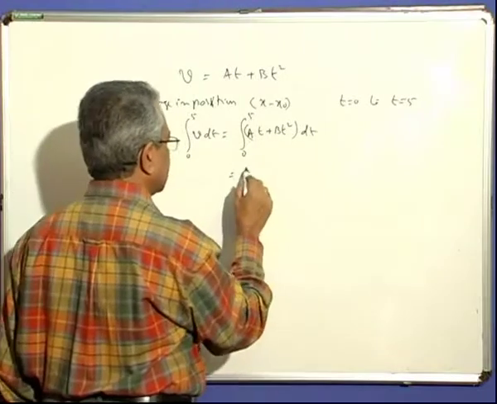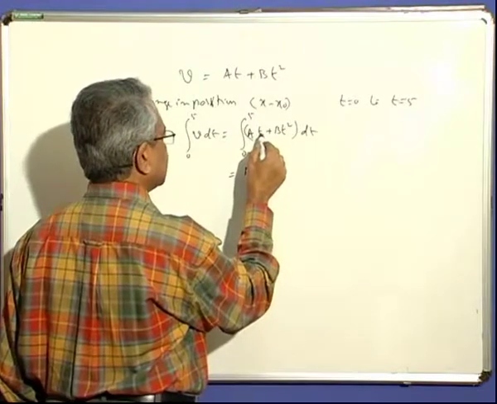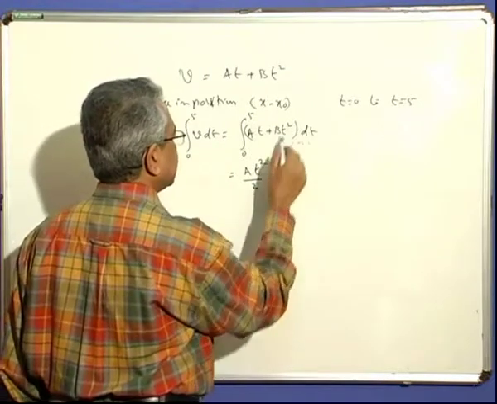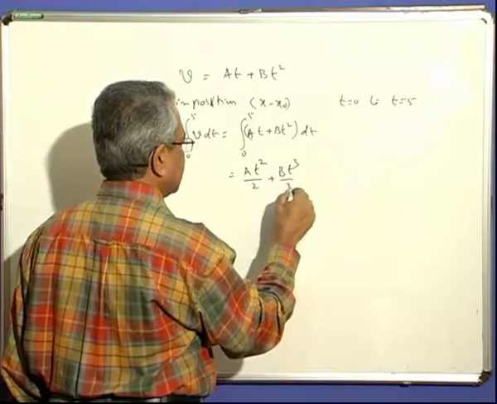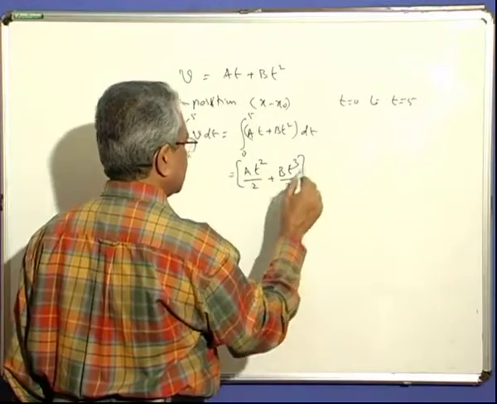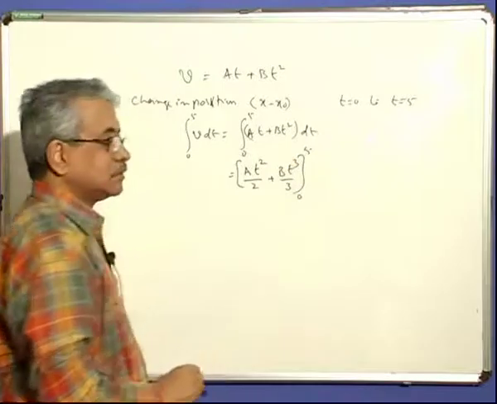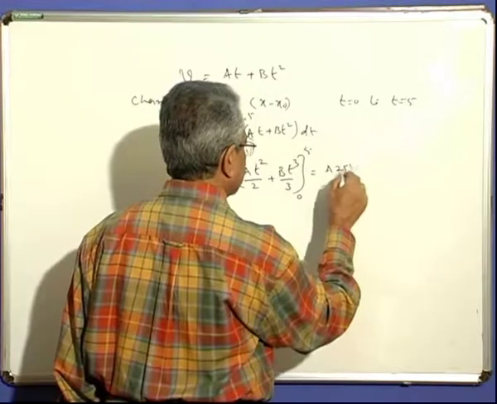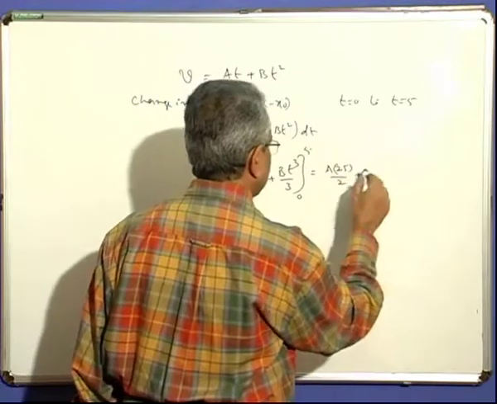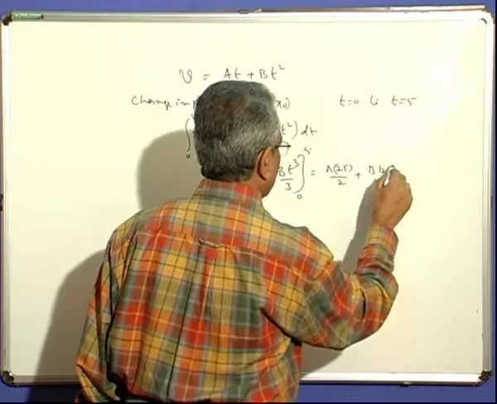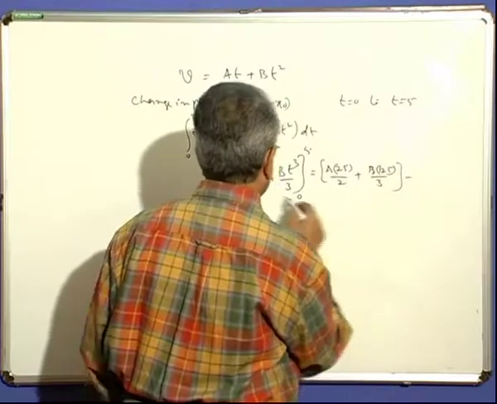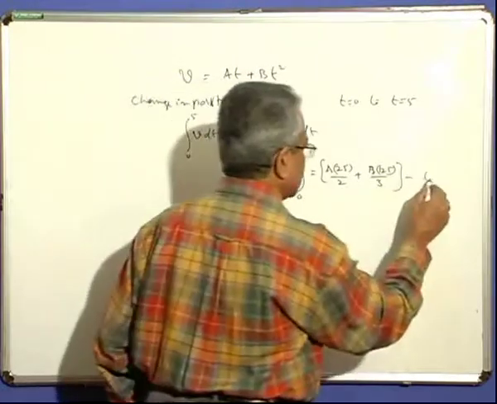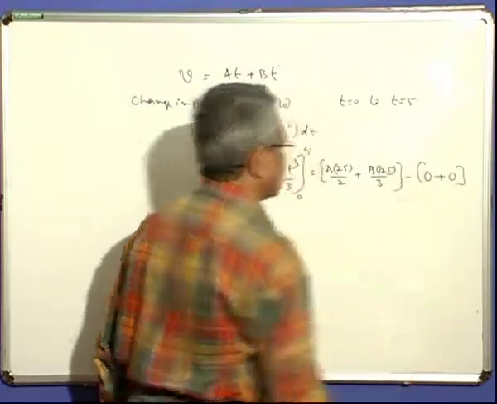Integration gives you the same formula. For a t, one power more will come, t square by 2. Here, one power more, t cubed by 3 will come. Integrate this between the limits 0 to 5. When t is equal to 5, this becomes a times 25 by 2 plus b times 125 by 3, minus, when t is substituted as 0 at the lower limit, this entire thing becomes 0. That is what the limit is.